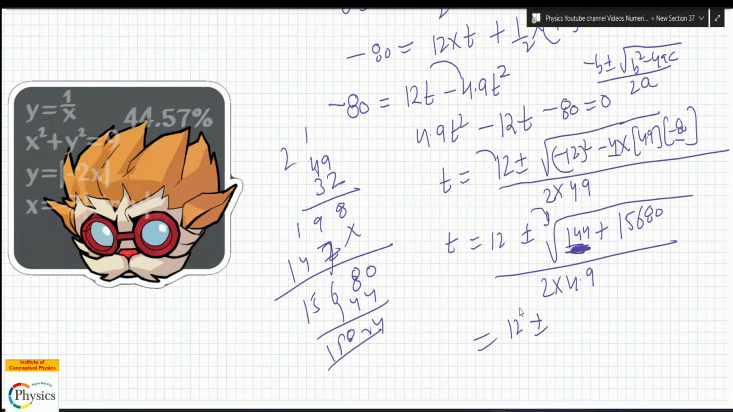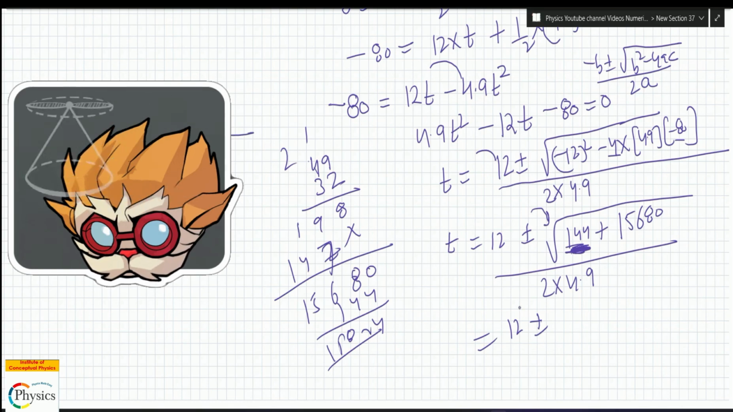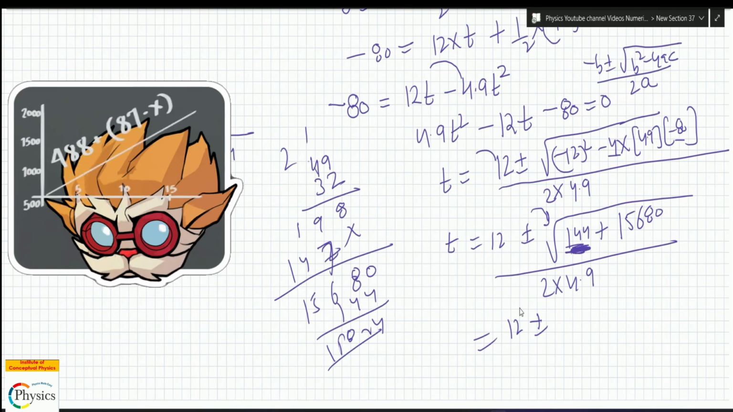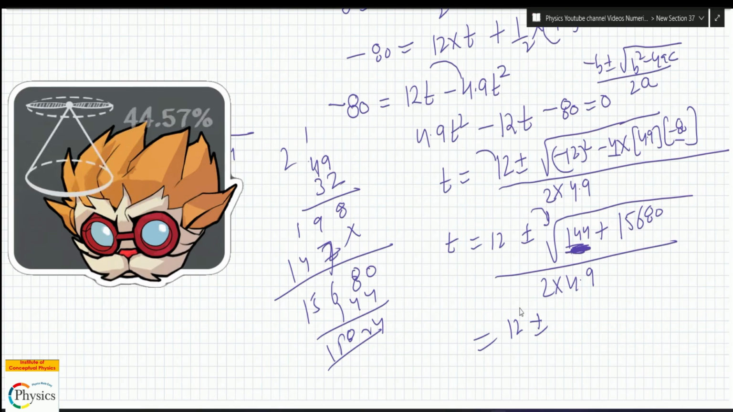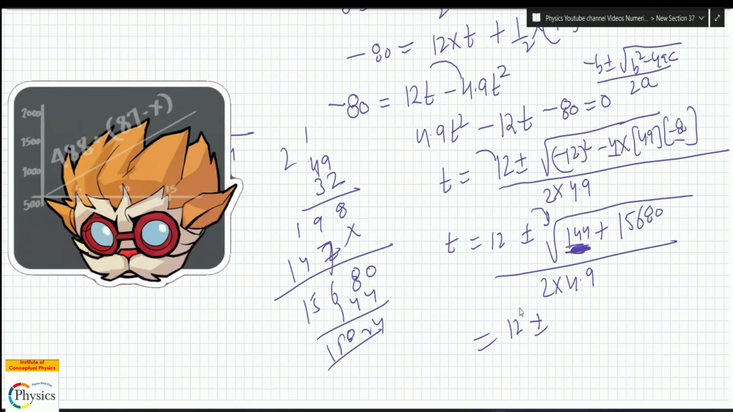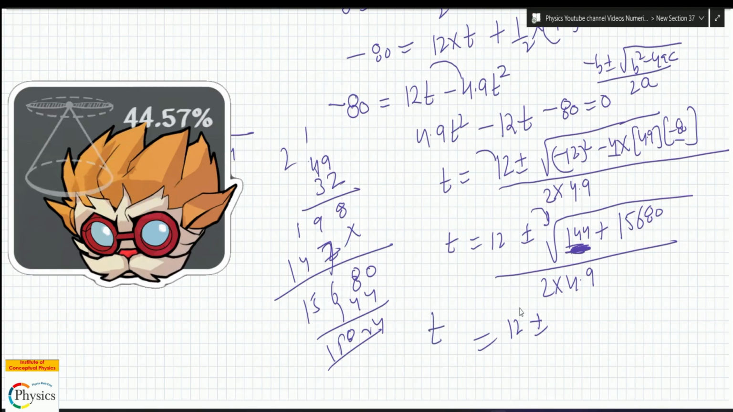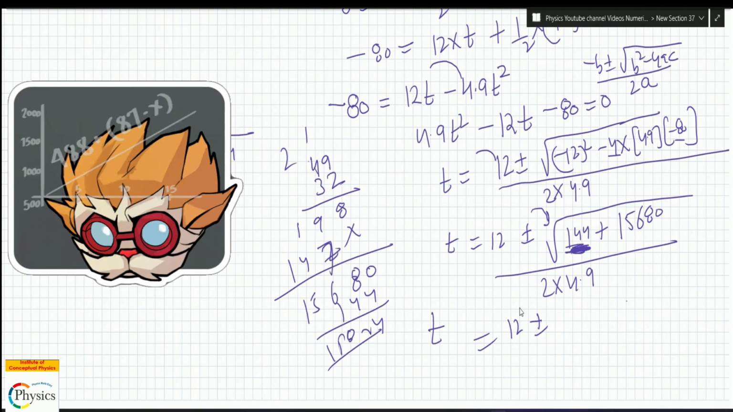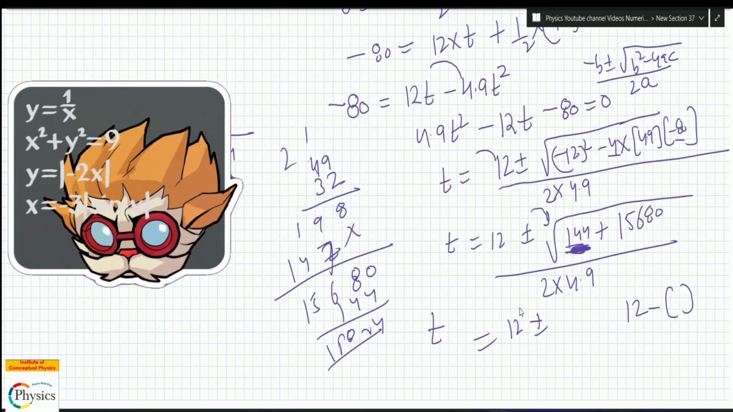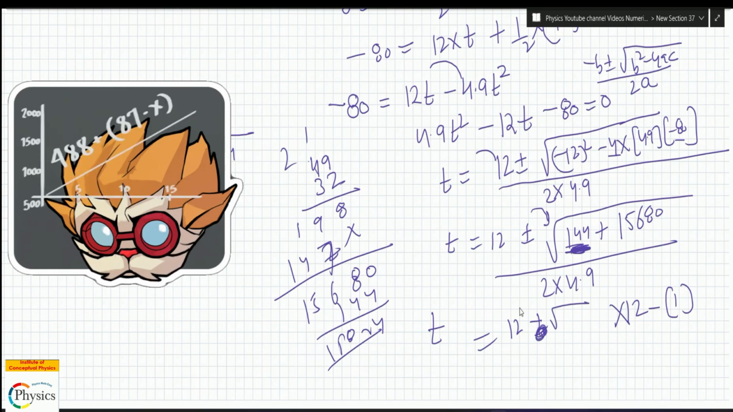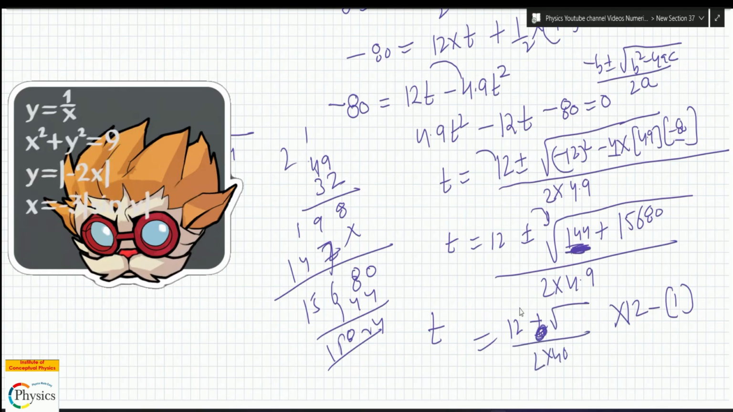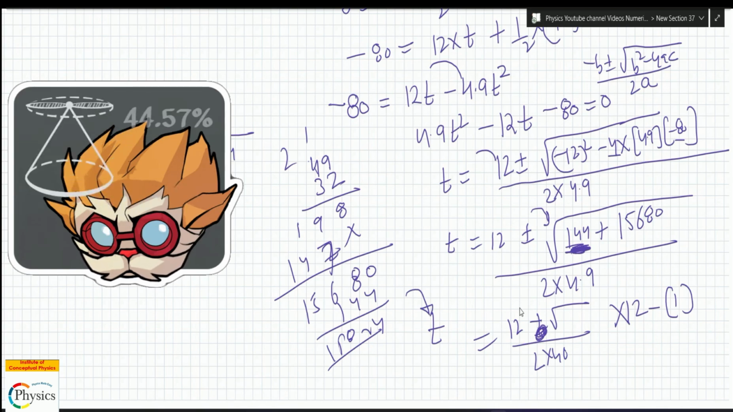So if you do a square root of 15,824, this is what you need to calculate as a square root. Maybe around 125 or so. Anyway, you can solve this and get t as the positive one, right? 12 minus a number larger than positive 12 will fetch you negative. Ignore that. Select the plus one and divide it by 2 into 4.9. That's the time it takes for the body to hit the ground.